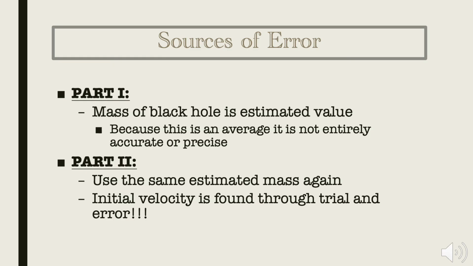Some sources of error from these computations is that in part 1, we calculated the mass of the black hole using an estimated value. This is because it is an average, so it's not entirely accurate or precise. And in part 2, we use the same estimated mass again, but not as an average. So therefore, it's really inaccurate, and we also find initial velocity through trial and error, which is also extremely inaccurate.